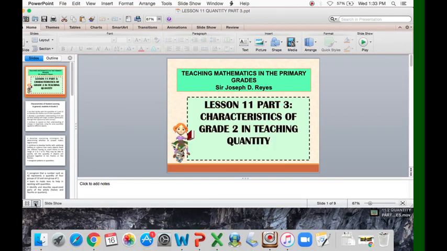So that's all for the characteristics of grade 2 in teaching quantity and the different strategies that you can use to teach them the concept of quantity.